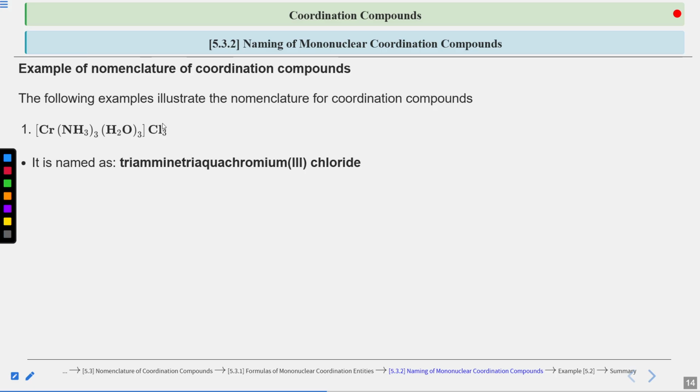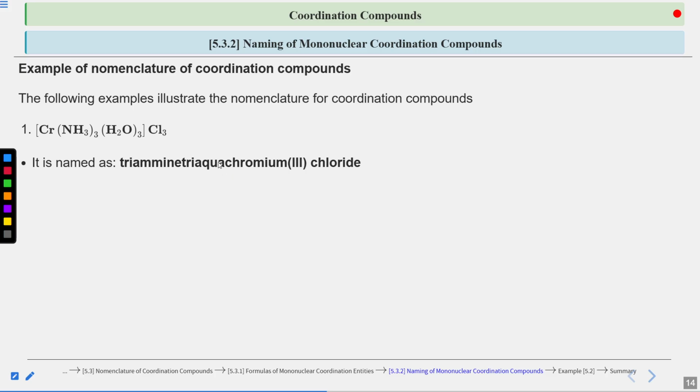It is named as, first of all, the name of the cation will be there. Here there is no cation outside of the bracket, only the anion is present. So then we come to the ligand names, also in alphabetical order. So: triamminetriaquachromium(III) chloride. Triammine, that means ammine is 3, so 3 molecules. Triaqua, because 3 molecules of water are present and water is represented by aqua.